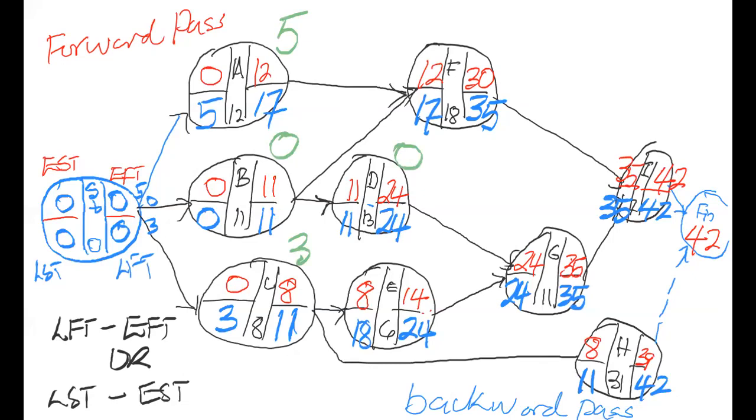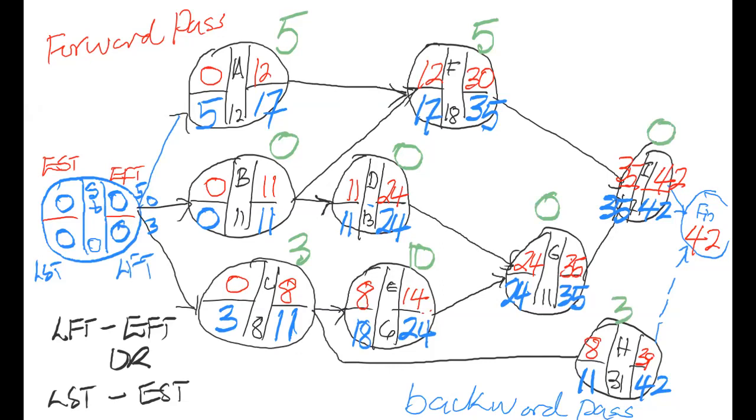For E, it's 10: 24 minus 14 or 18 minus 8. And for F, it is 5: 35 minus 30 or 17 minus 12. For G, that's 0. For H, it's 42 minus 39 or 11 minus 8. Either way, that's 3. And for I, it is 0: the blue 42 minus the red 42 or the blue 35 minus the red 35.